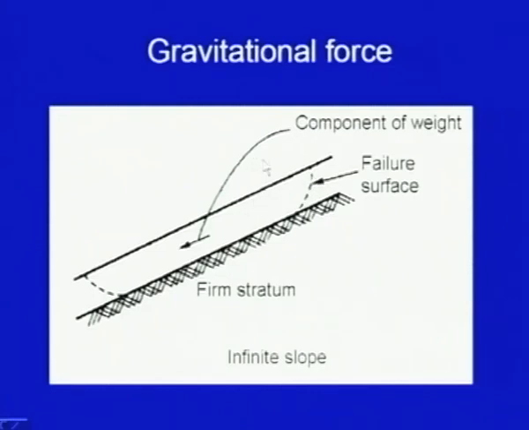This is the first force, gravitational force. Here I have taken an example of an infinite slope. It is a hard stratum, a firm stratum available at a certain depth. It happens in the case of infinite slopes. In the case of hills, generally the firm stratum will be available at a certain depth. And here it is the ground surface, and this entire mass, if you look, the failure generally has been observed to occur like this. So, this entire mass is trying to slide over this hard stratum.